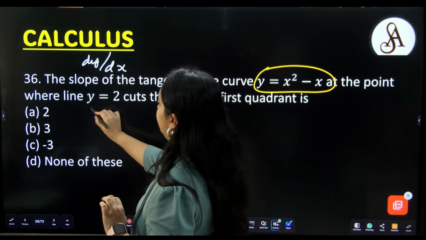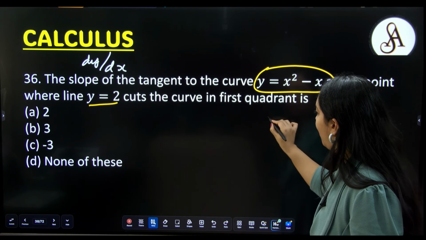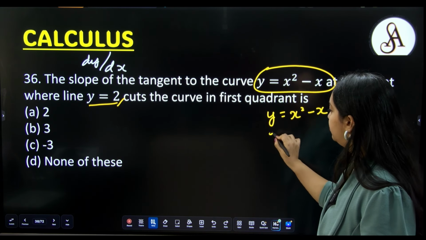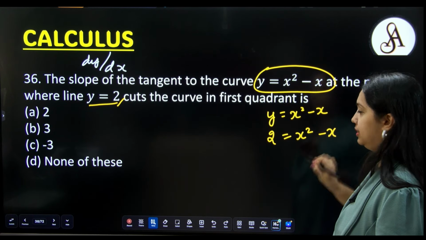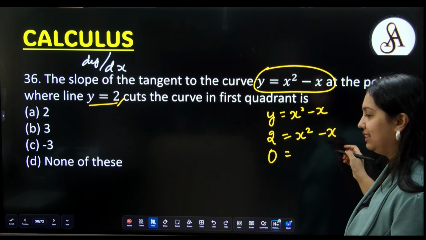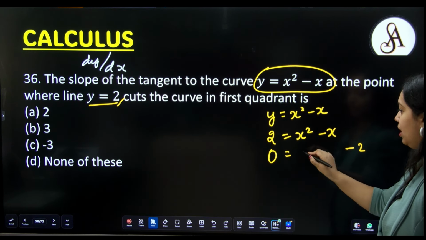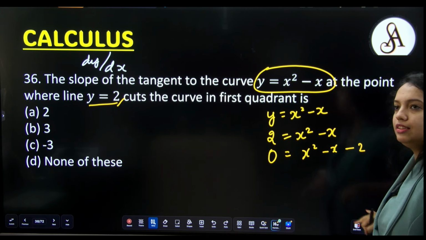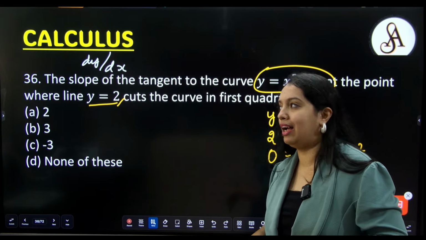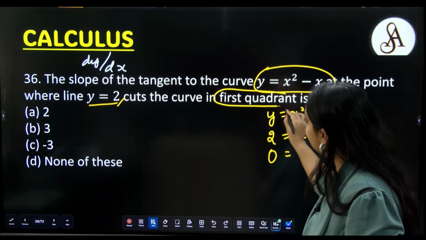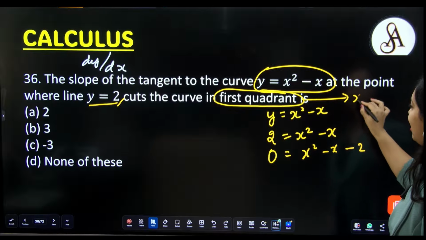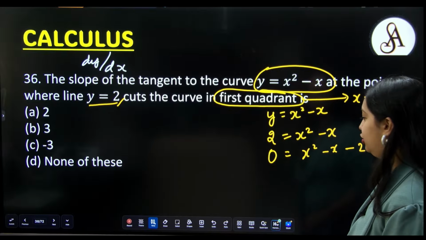What is the y value given in the question? 2. Using this, y is equal to x square minus x. The y value I am going to replace with 2, so 2 is equal to x square minus x. Or if I take this 2 to the right hand side, it is going to become x square minus x minus 2. Solve this quadratic equation. You get 2 x values. From those 2 x values, they are telling it is in the first quadrant. That means your x value has to be positive. Whichever x value you are getting as positive, take that as your x value.